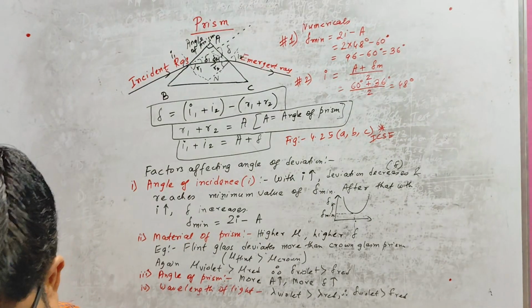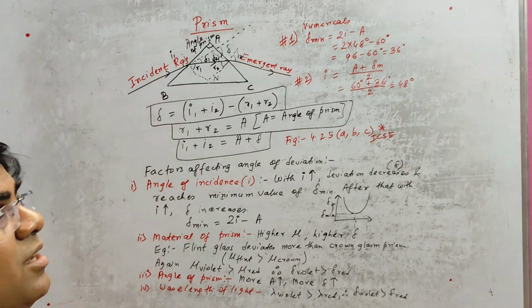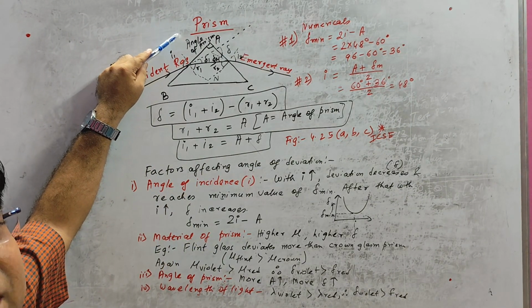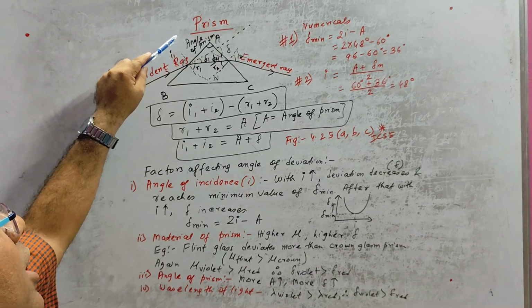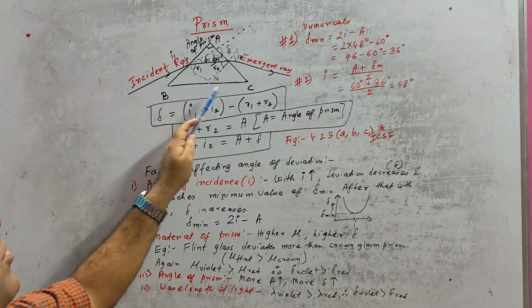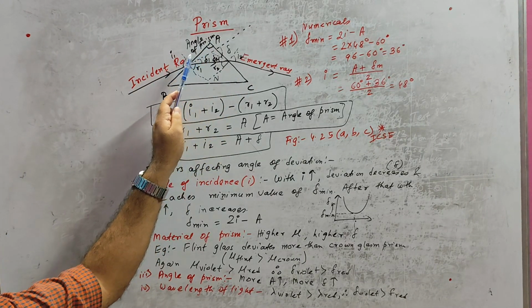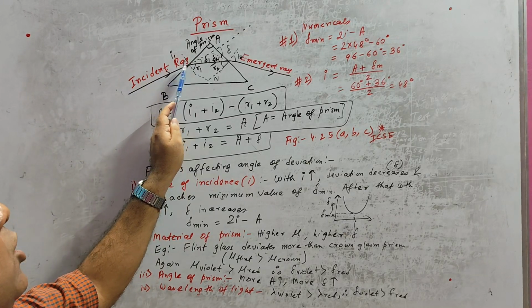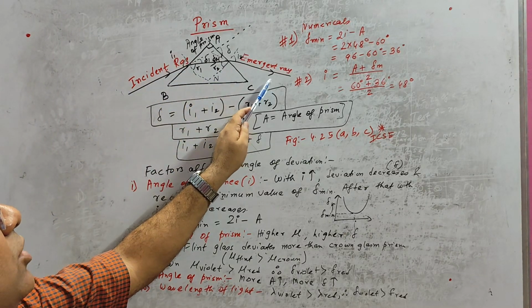Hello students, today we are doing Prism, which is coming up in ICSE schools exam as well as ICSE boards exam. Now Prism is a triangular type structure where an incident ray strikes it, moves straight and comes out.